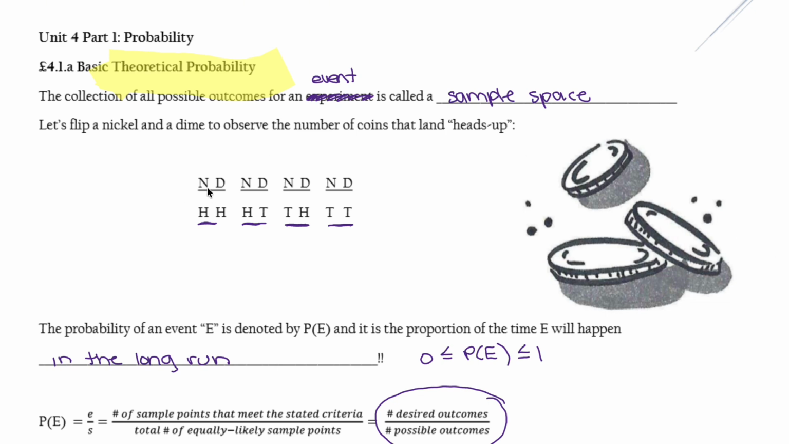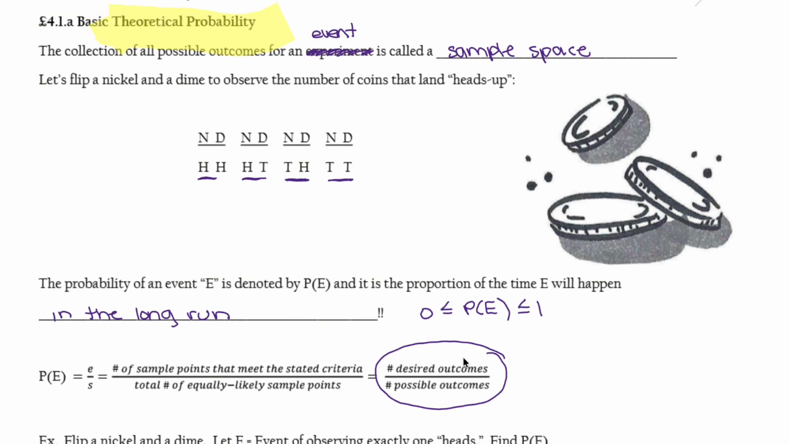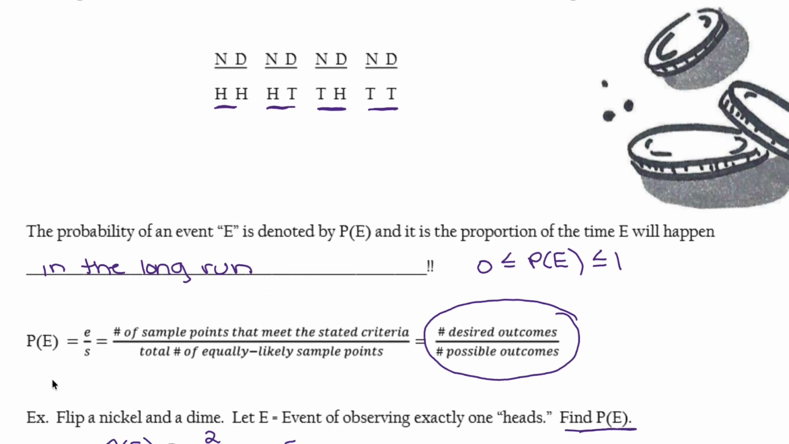So N stands for nickel and D stands for dime. H stands for head and T stands for tail. The probability of the event E is denoted by P(E), and it is the proportion of the time E will happen in the long run. And the probability of an event happening is always between 0 and 1 because probability cannot exceed 1 or go below 0. And the formula that you're going to use is E over S.